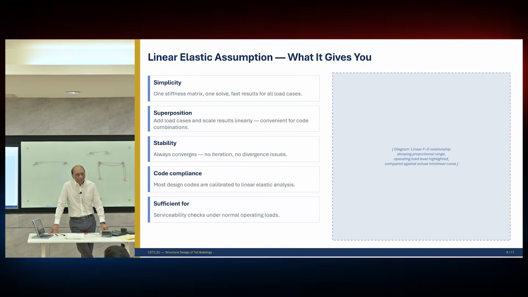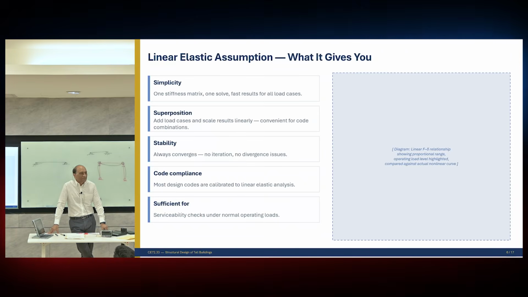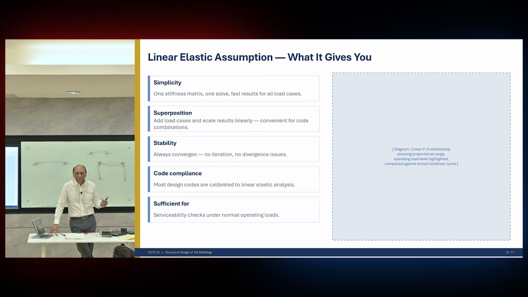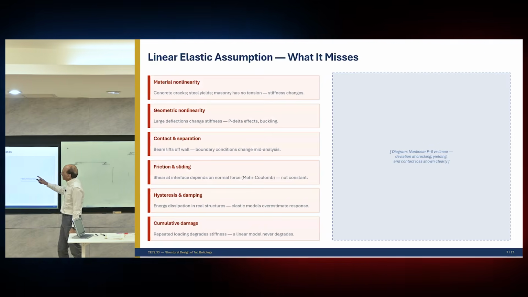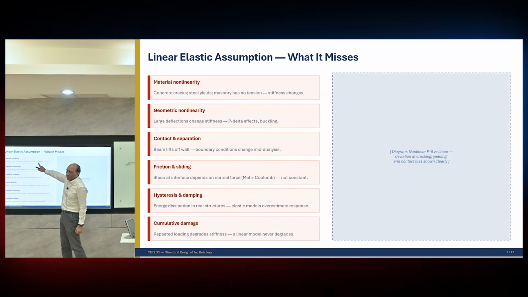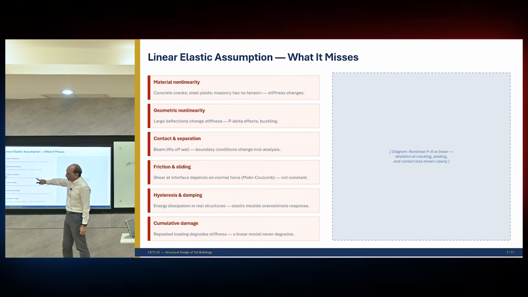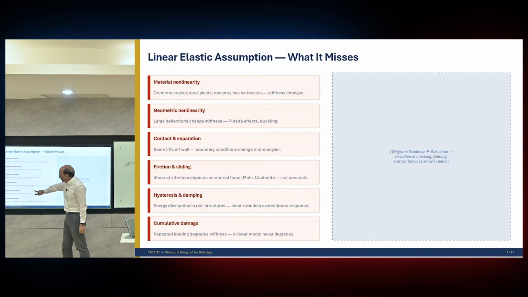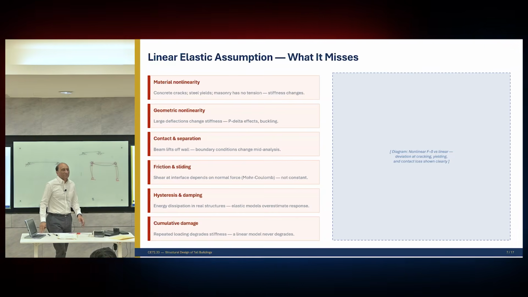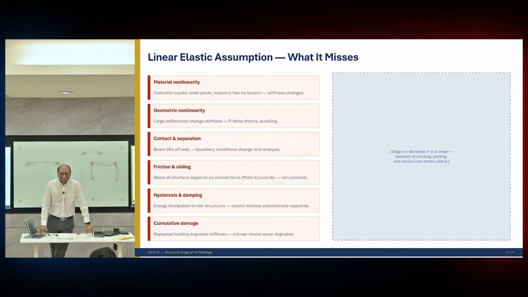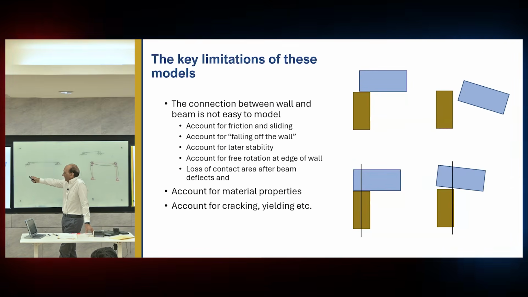But it doesn't work in earthquake. It doesn't work in cyclone. It doesn't work when things get really large. Temperature, fire, something hitting the wall, things like that. So the linear elastic assumption misses material nonlinearity. We already know that. It misses geometric nonlinearity, contact and separation. We already know that. Friction and sliding, hysteresis and damping, and cumulative damage. All these things are missed by linear analysis. So here you can see easily that we could not model the effect that it might slide off.